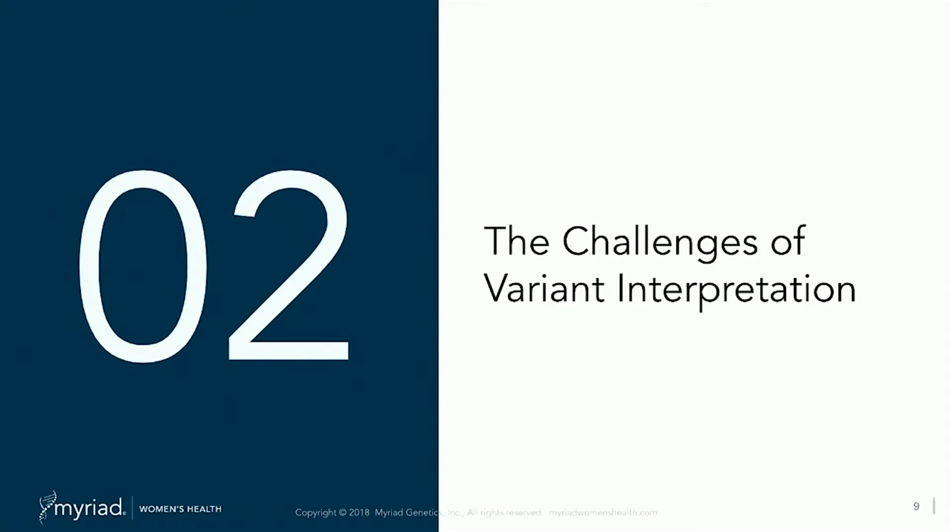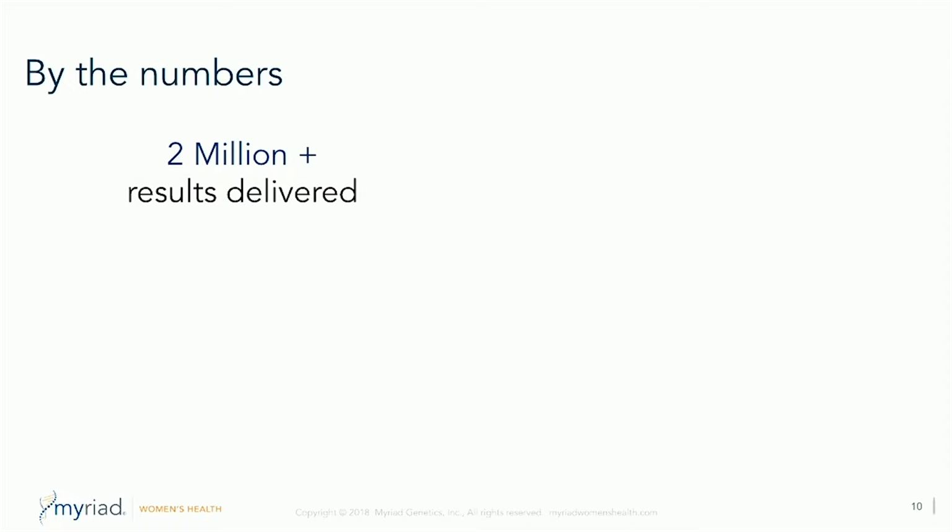First let's talk about some of the challenges of variant interpretation. The challenges come in 2 different flavors. One is the scalability flavor, and the other is the diverse set of information that we need to interpret variants. To really understand the challenge of variant interpretation, we first need to understand the scale of the problem.